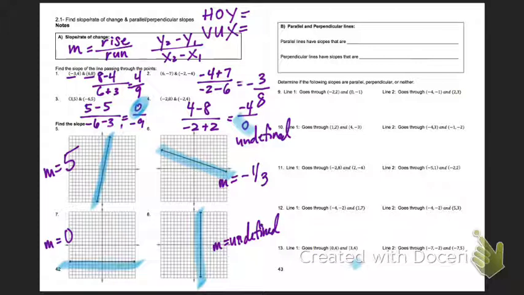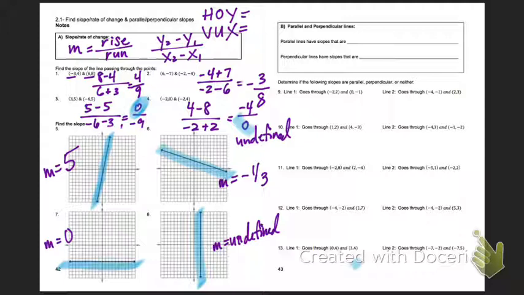Questions about 5 through 8? Oh wait, if we write it as 5 over 1. That's okay. Yeah. It's easier for me to write it that way because if they're asking like rise over run, that makes sense.